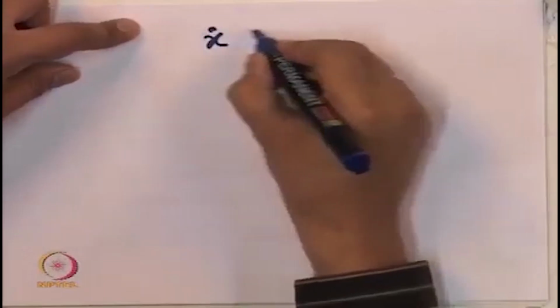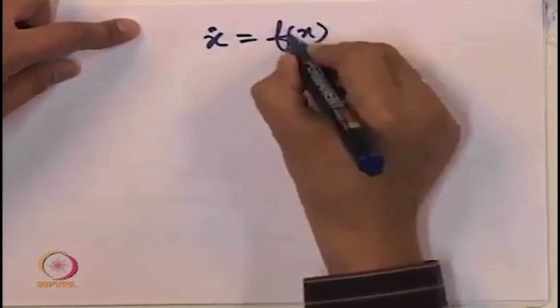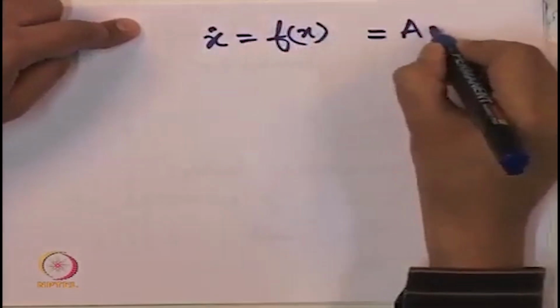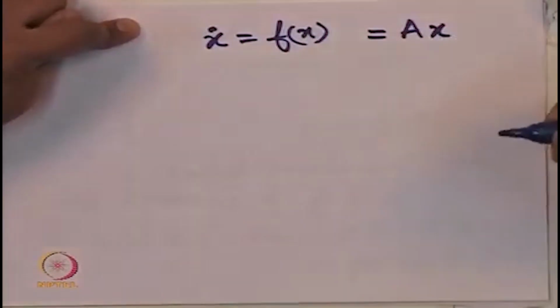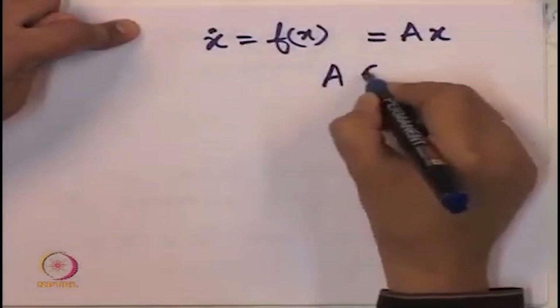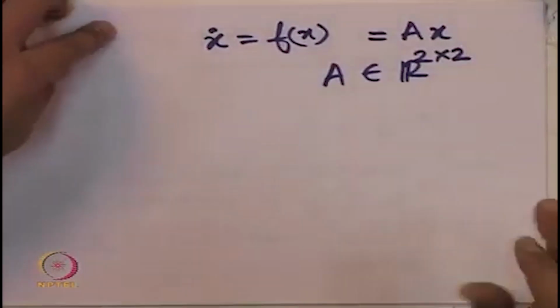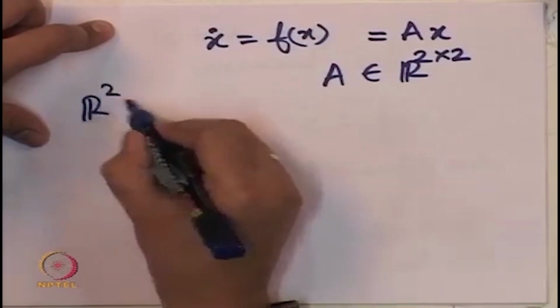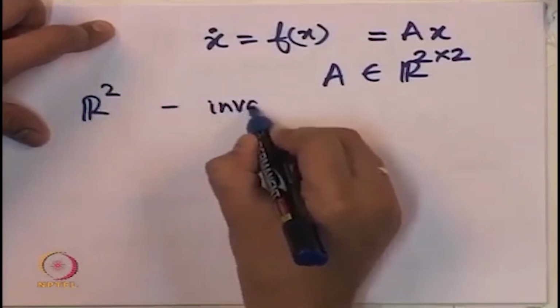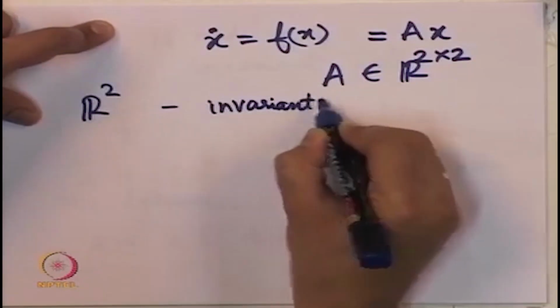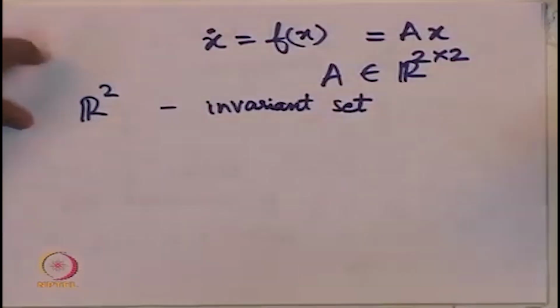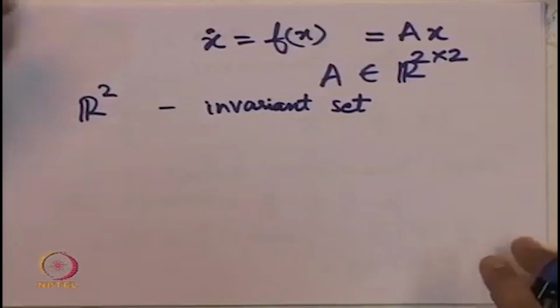So, what are the invariant sets inside R2? If we have this differential equation, and let us take the special case when matrix A acts on the vector x and A is 2 by 2, which means x has two components. So, of course, R2 plane itself is an invariant set. Why? Because if it begins inside the set R2, there is no reason it will leave the plane R2.